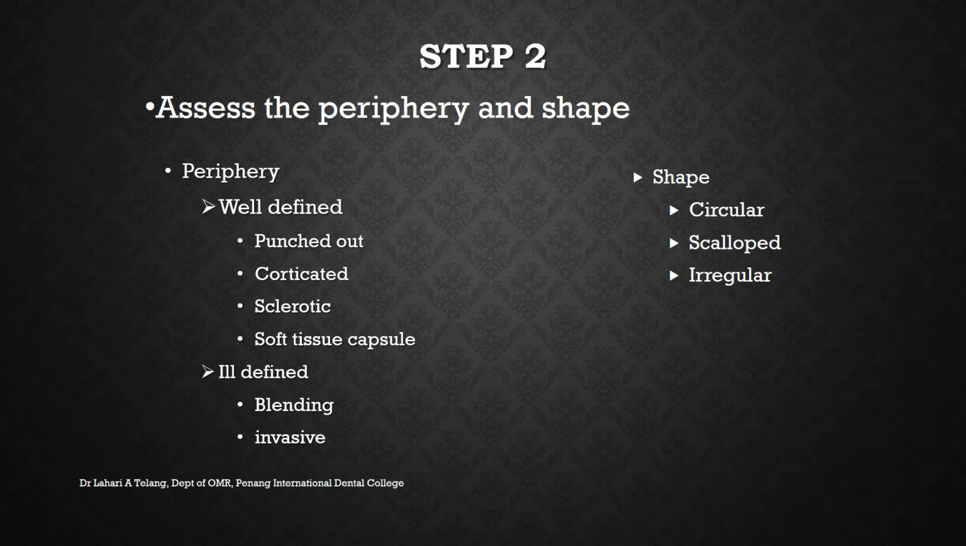Step 2 would be to assess the periphery and the shape of the lesion. When we're talking about the periphery, we're talking about either it being well-defined, punched out, corticated, sclerotic, or having a soft tissue capsule. So these are the common terminology used in radiology to describe the periphery of a lesion. Following this, you could also talk about ill-defined areas which could be blending or invasive. When we're talking about shape of the lesion, we usually use the terms like circular, scalloped, or irregular when you can't define the shape properly.